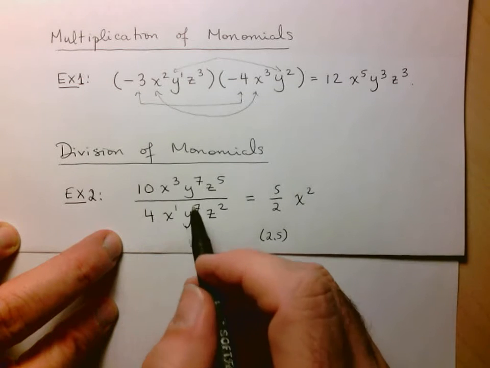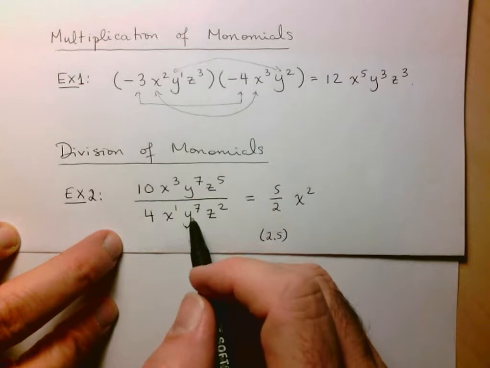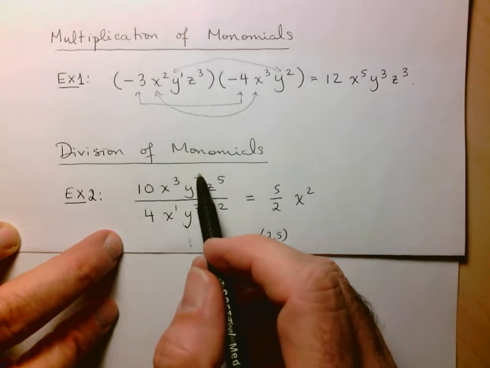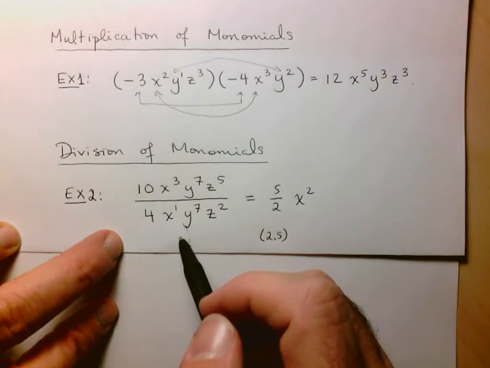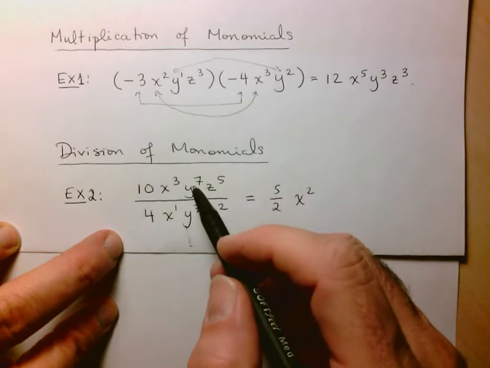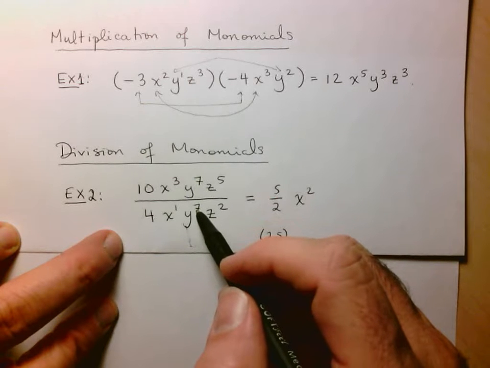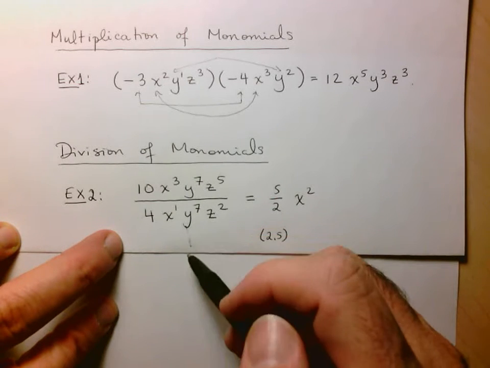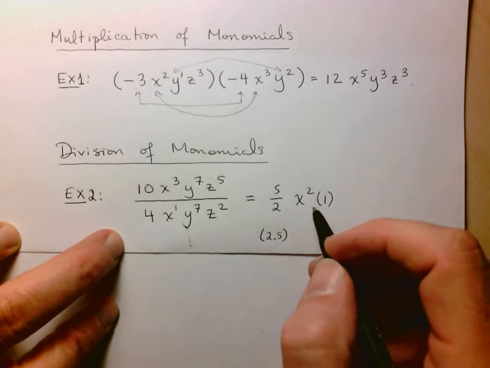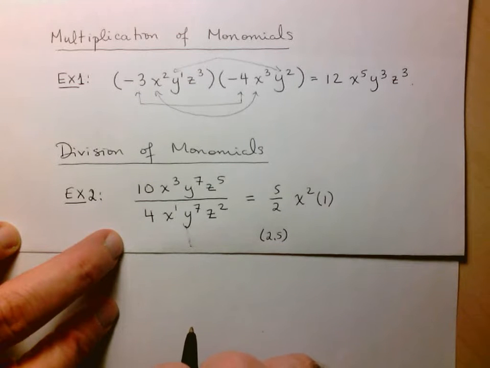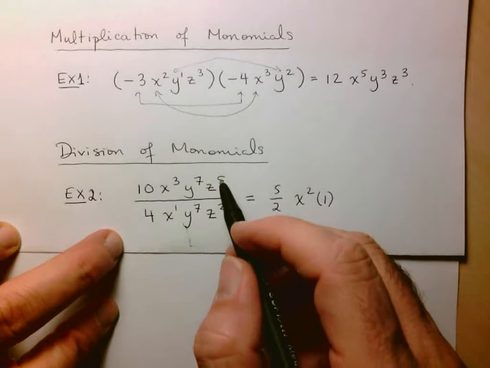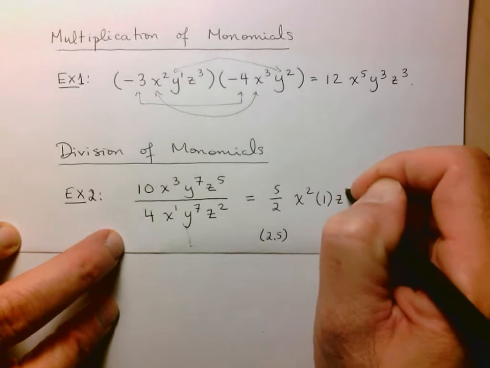Here we've got y to the 7 divided by y to the 7. There's two ways to consider this. You can think of it as some number, because y to the 7 is some number, divided by itself. That's always equal to 1. Or you can use the exponent law, and 7 minus 7 is 0, and we know that any power to the exponent 0 is always equal to 1. So I'm going to write it down here, but we're going to talk in a second how we normally don't write this in our answer. And lastly, z to the 5 divided by z squared, 5 minus 2 is 3, so z cubed.